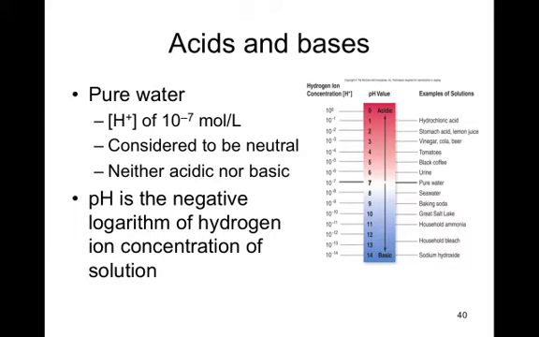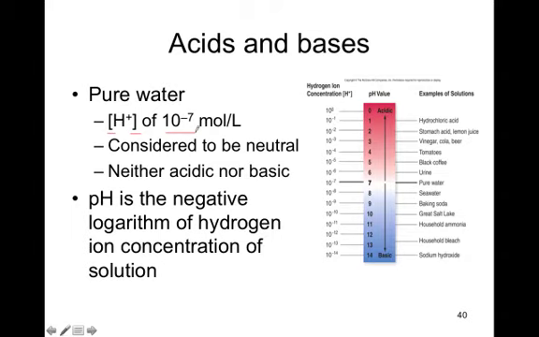Pure water has a pH of 7. The brackets here imply concentration of. So when the concentration of hydrogen is 10 to the negative 7 moles per liter, moles being a given quantity based on the atomic weight, it's considered to be neutral. That is, it's neither acidic nor basic. Now, pH is kind of a confusing scale. It's a negative logarithm of hydrogen ion concentration. If you can remember what a logarithm is and a negative logarithm, well, that's good for you.